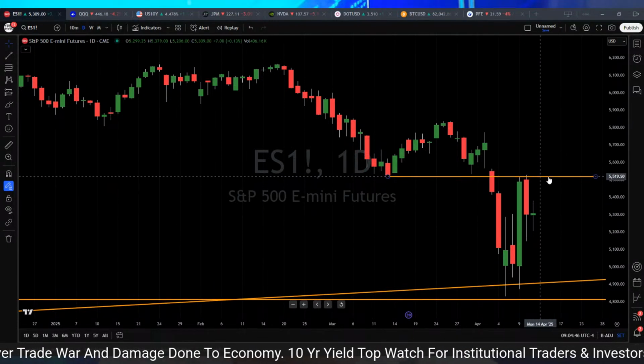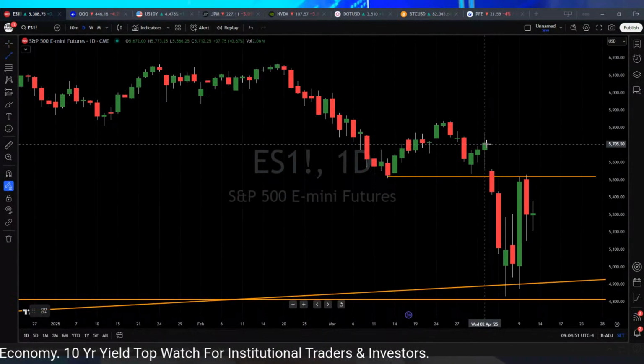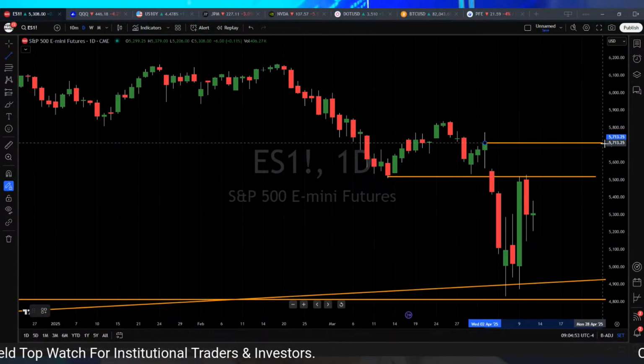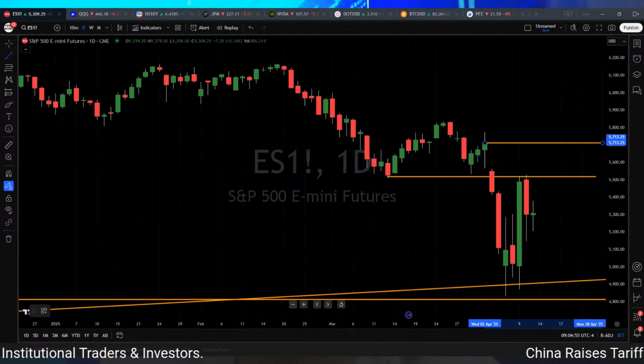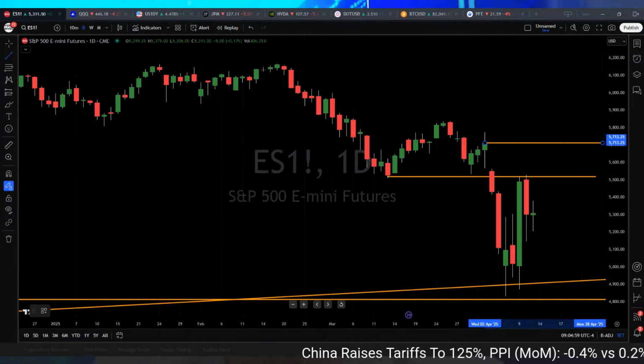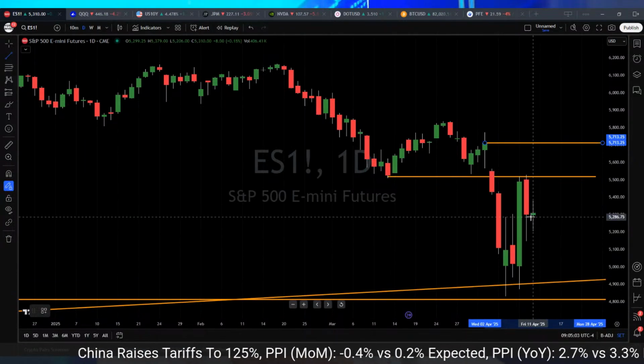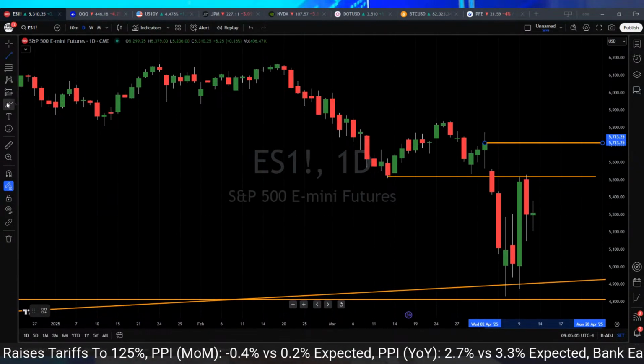Now, if we can break through this level to the upside and continue to rally, what do we have? We have resistance at the gap fill on the S&P here around 5,700. All right, so that's in the S&P futures, but essentially equates with the S&P overall. All right, so that again is your next resistance. To the downside in terms of support, what do we have?